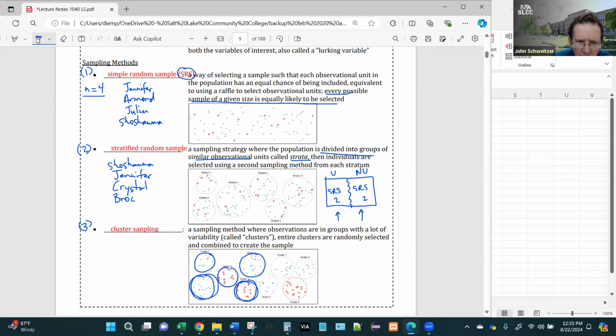So where does the randomness come in? Well, with the cluster sample, it's a sampling method where observations are in groups with a lot of variability, and entire clusters are randomly selected and then combined to create the sample. Okay, so the randomness comes in at the cluster level. We're going to randomly select some of the clusters, and then we take everybody in that cluster and put them in the random sample. Okay, so why would we do that?